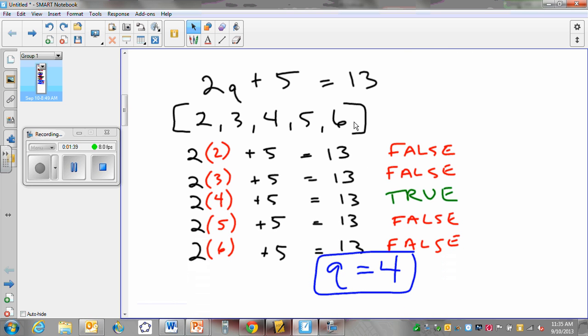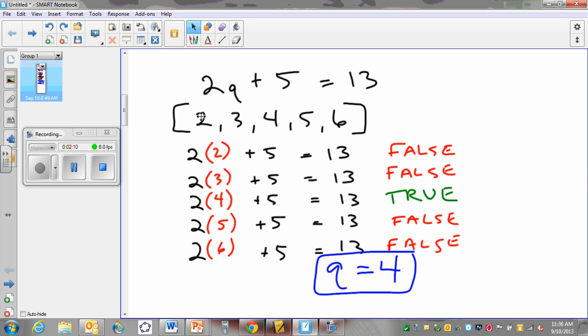Sometimes they will give you a set of numbers to try. This could be because they want to see which of these 5 numbers is the right one. Or there may be a case where 2 or more of them could be right, and they need to find out which ones will work. So they'll give you an equation, 2q plus 5 equals 13. And they will give you a set, 2, 3, 4, 5, 6, or some other numbers.